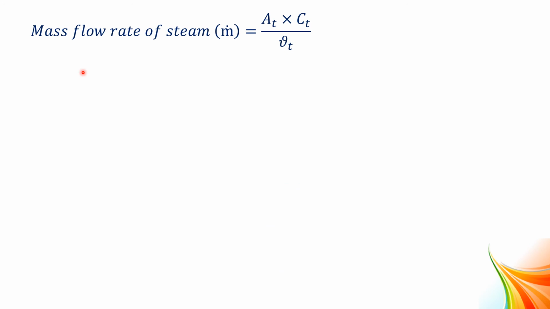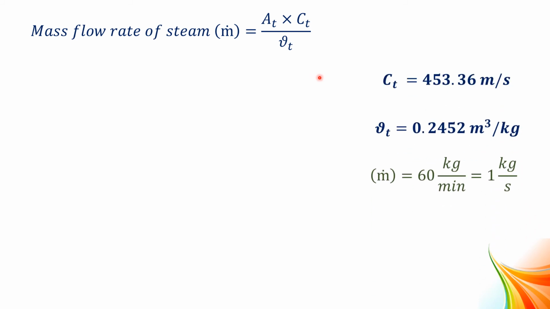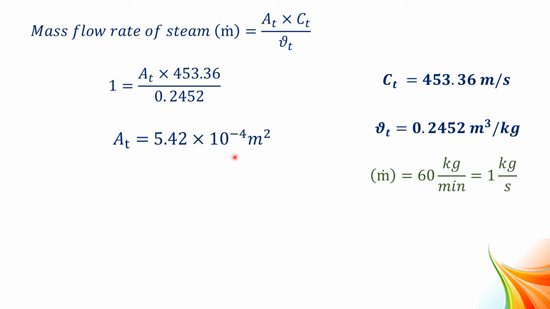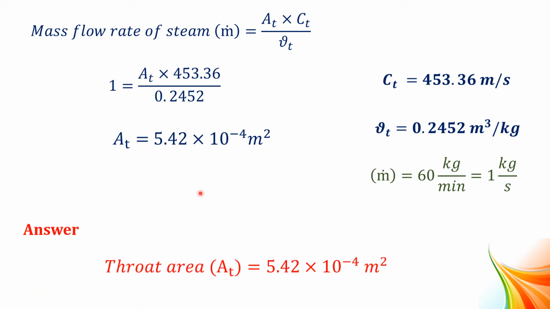Now we know the equation for mass flow rate of steam, m dot equal to At into Ct by Vt. We know Ct equal to 453.36, which we have already calculated, and Vt equal to 0.2452 meter cube per kilogram from the steam table. Mass flow rate m dot equal to 60 kg per minute, equal to 1 kg per second, is given in our problem. Substituting these values in this equation, we get At equal to 5.42 into 10 to the power minus 4 meter square. So the area of throat At equal to 5.42 into 10 to the power minus 4 meter square.